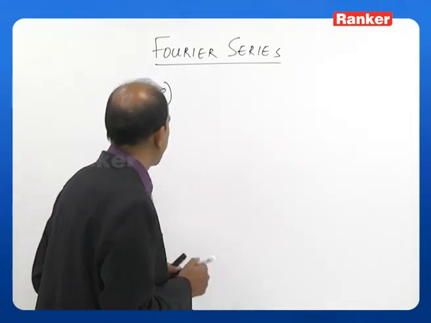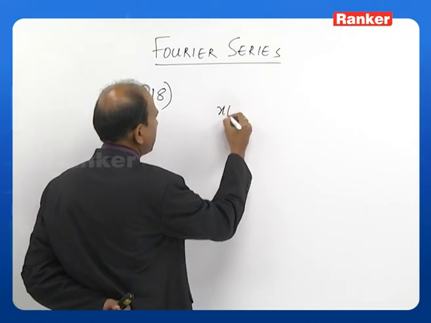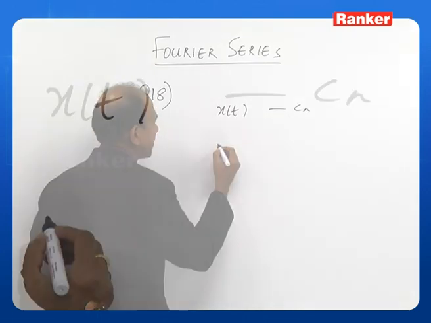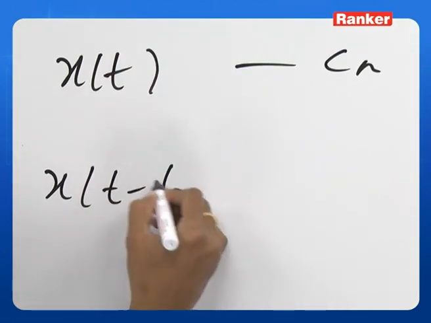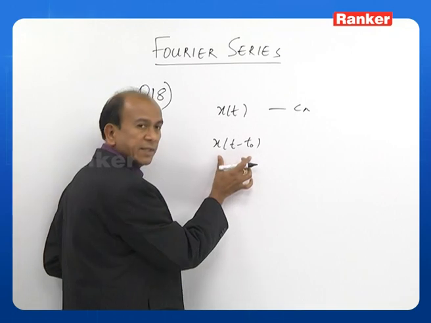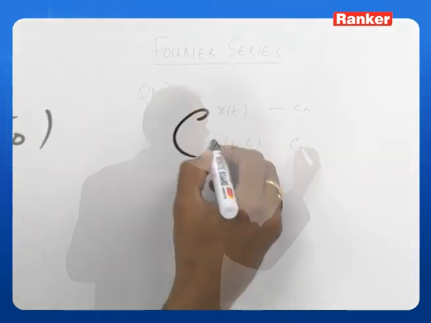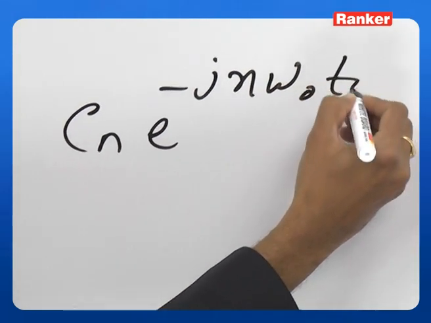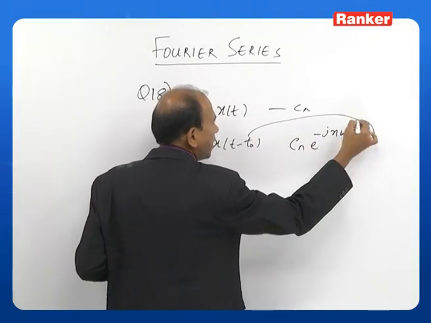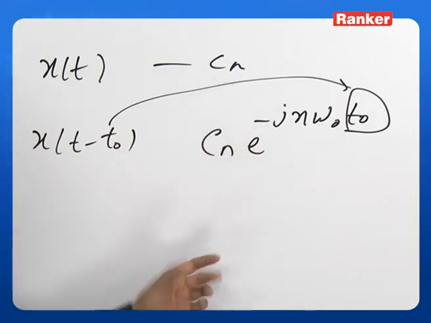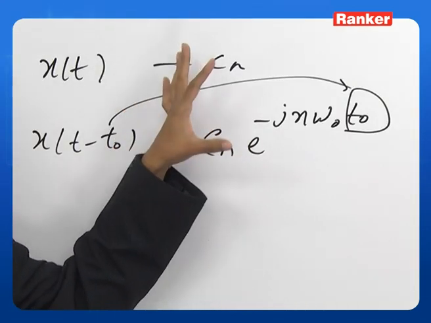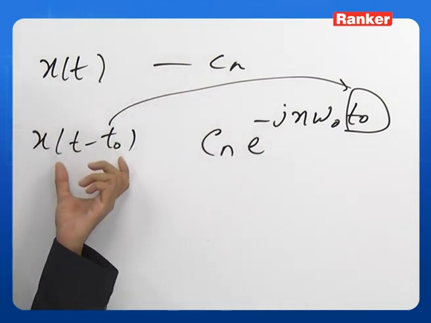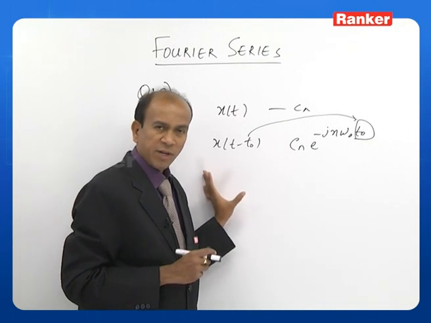So, let us say x of t has Cn as a coefficient in the exponential Fourier series. When this is shifted by a certain time, the coefficient Cn will get multiplied by e to the power of minus j n omega naught t naught, where t naught is the time shift. The significant part of this is that Cn does not change. That means the coefficient magnitude of the complex exponential series does not change even if there is a shift. This is the formula for a shift in a time signal.